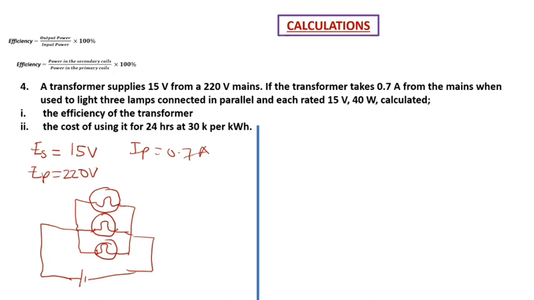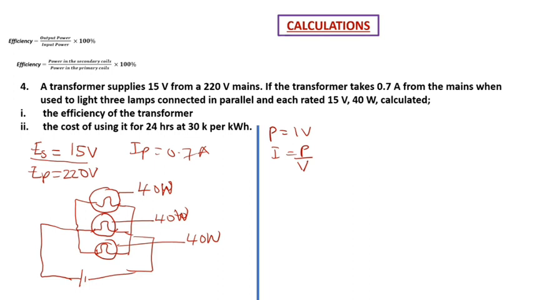So the voltage across each of the lamps, since it's a parallel circuit, the output voltage, ES, is 15 volts as stated, and we have 40 watts on this, 40 watts on this, 40 watts on this. So the power of each lamp is 40 watts. So to find the current flowing through each lamp, we're going to use the power formula, P is equal to IV. So I will be equal to power divided by voltage.